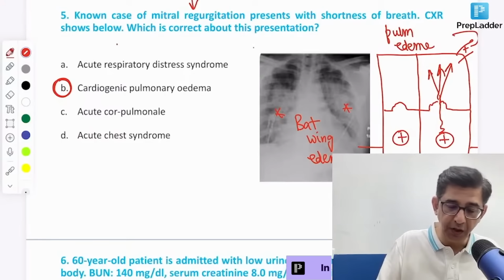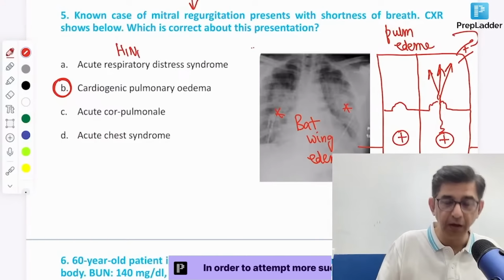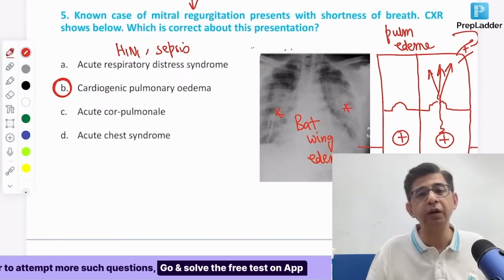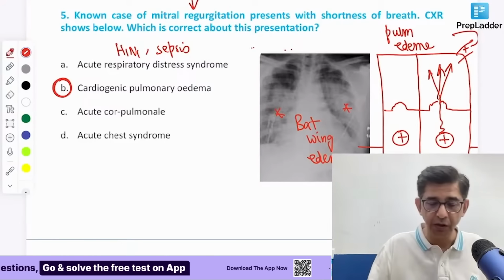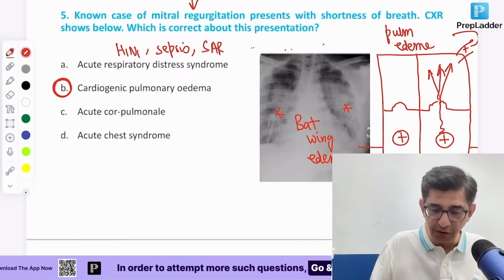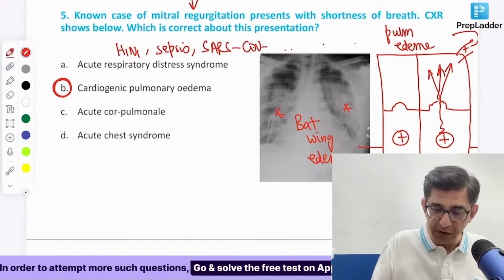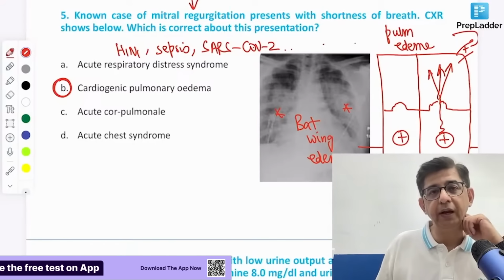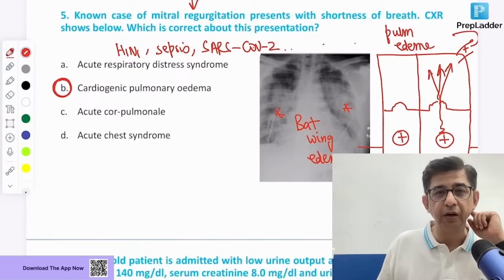ARDS is usually seen after COVID-19. ARDS can be seen due to sepsis. So suppose this question was giving non-cardiogenic causes like swine flu, bird flu, COVID-19, that is SARS-CoV-2 virus. If it was swine flu or sepsis, COVID-19, then it is ARDS, non-cardiogenic.